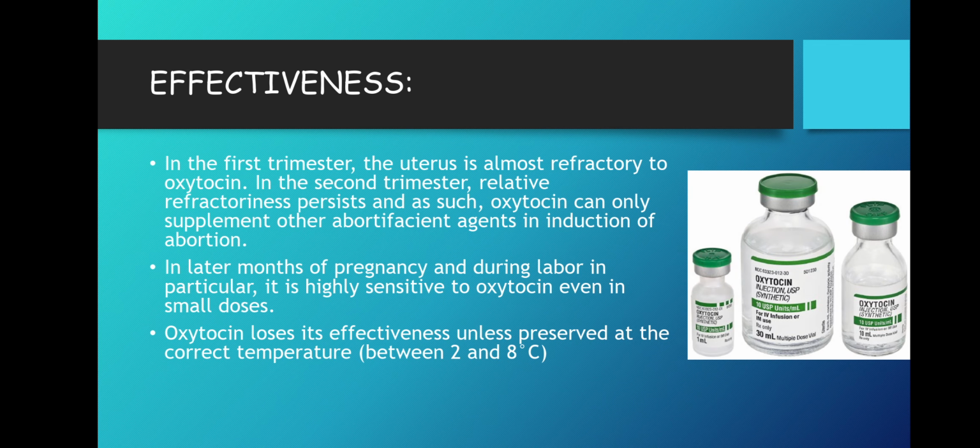So effectiveness of oxytocin. In the first trimester, the uterus is almost refractory to oxytocin. In the second trimester, relative refractoriness persists, and as such, oxytocin can only supplement other abortifacient agents in induction of abortion. Then in later months of pregnancy and during labor in particular, it is highly sensitive to oxytocin even in small doses. Then what you need to know is oxytocin loses its effectiveness unless preserved at the correct temperature, between 2 and 8 degrees Celsius.